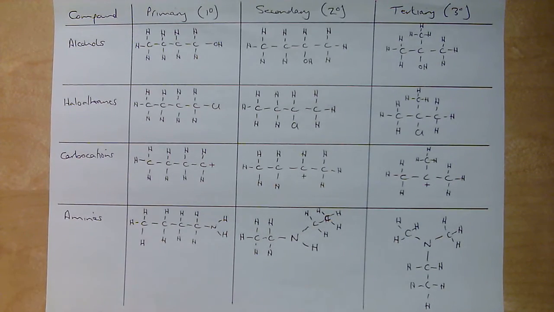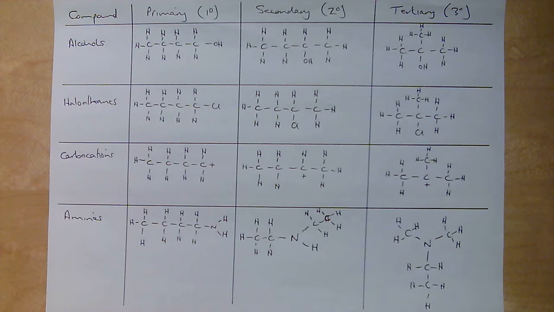Let's go to amines now. My amine functional group is the NH2 group. For primary amines, that N is attached to one carbon. For secondary amines, the N is attached to two carbons, and for tertiary amines, the N is attached to three carbons. So that's one way of identifying your primary, secondary and tertiary compounds.